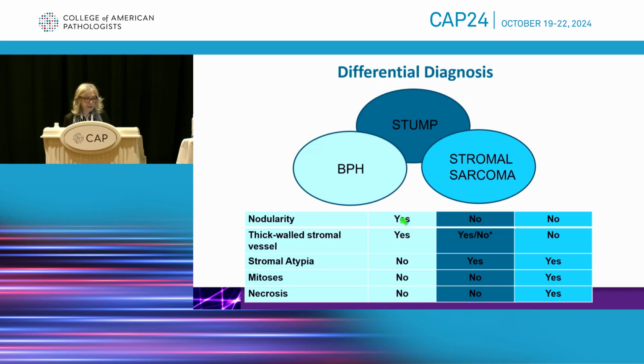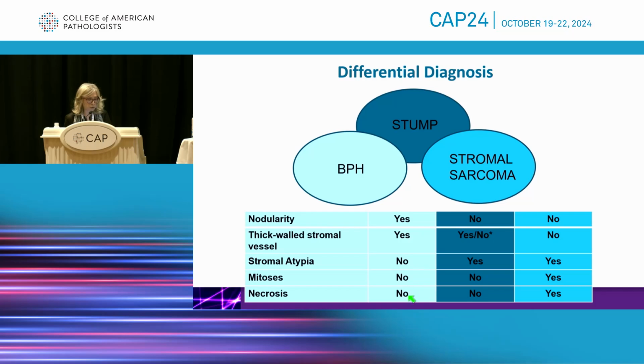Typically BPH is nodular, whereas STUMP is not, and definitely not high-grade stromal sarcoma. Typically, BPH has thickened stromal vessels. STUMP less likely, and stromal sarcoma definitely does not. BPH does not have stromal atypia. STUMP may have stromal atypia in some subtypes. Stromal sarcoma definitely has stromal atypia.